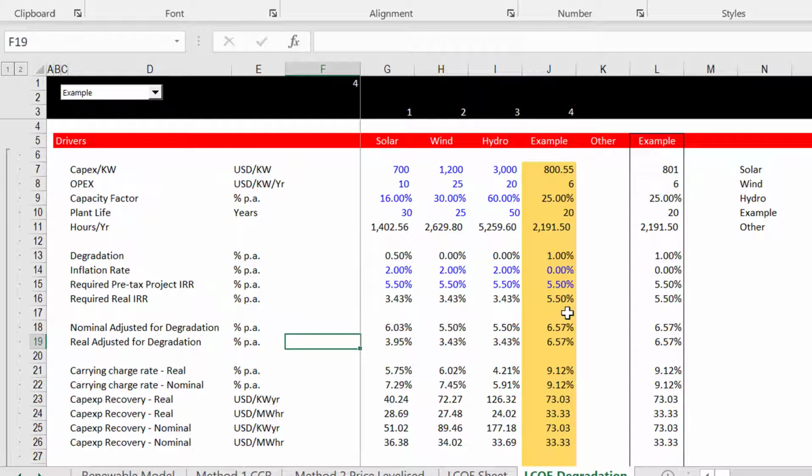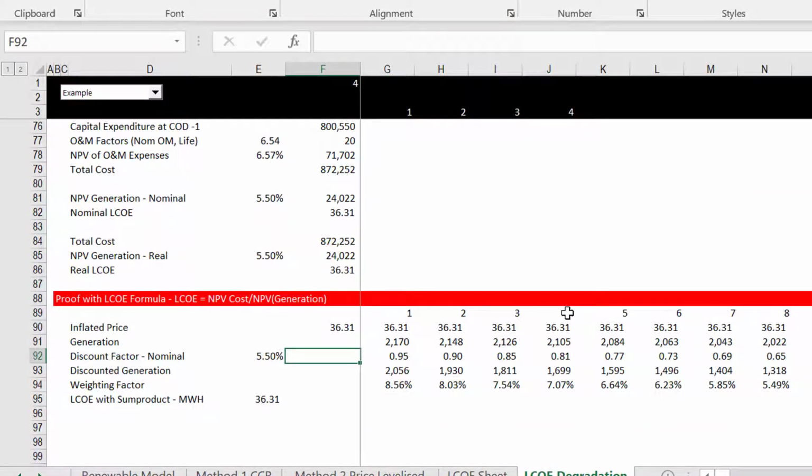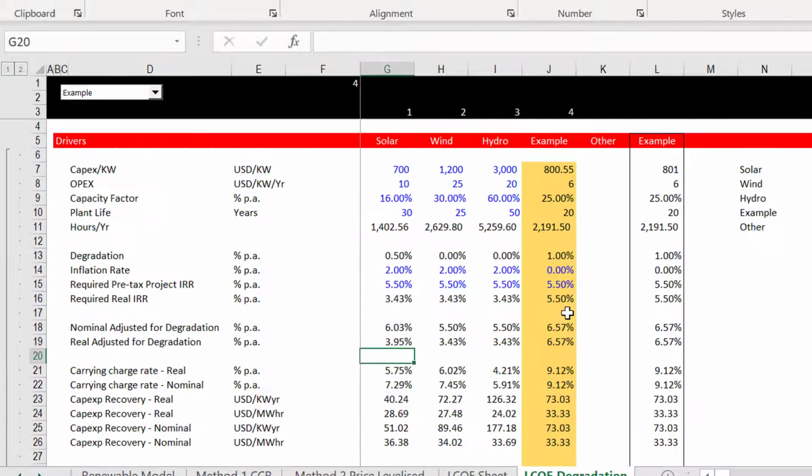My friend Maximiliano, he was going crazy a little bit with these LCOEs and which formula should I use? Is my financial model working? He kept on telling me I got to put a higher IRR in, which we'll discuss in the very next video.